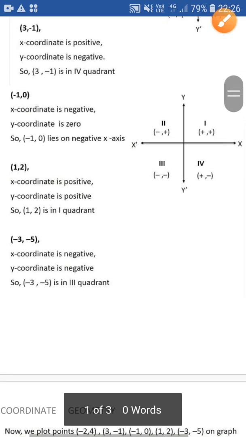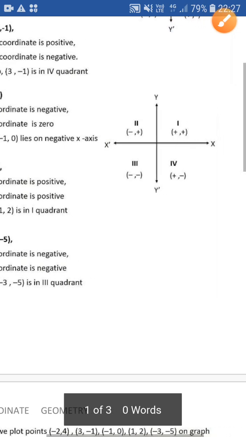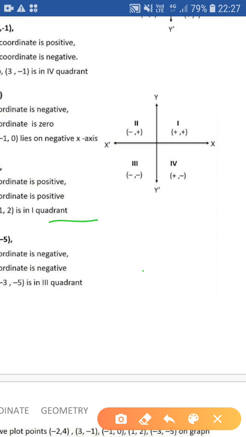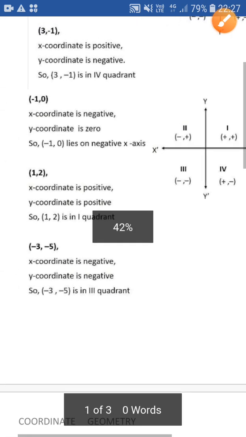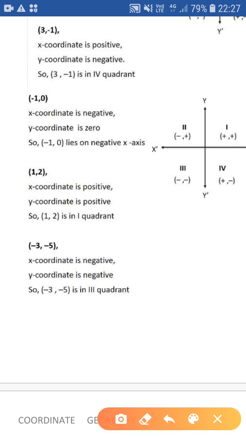Now moving on, we have the point (1, 2). Here we can see that both the coordinates are positive, so it will lie in the first quadrant. Similarly, now we have (-3, -5). We can see that the x coordinate is negative and the y coordinate is also negative, both are negative, so it will lie in the third quadrant.